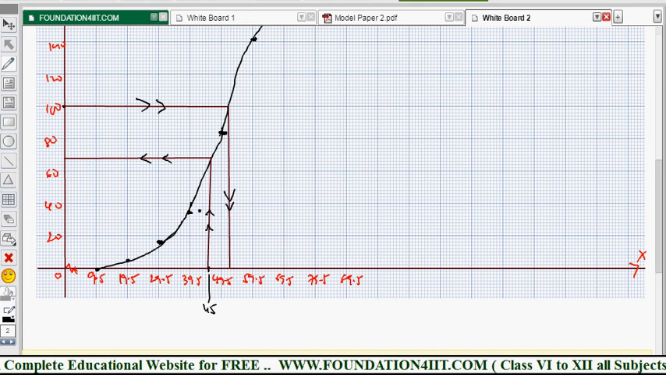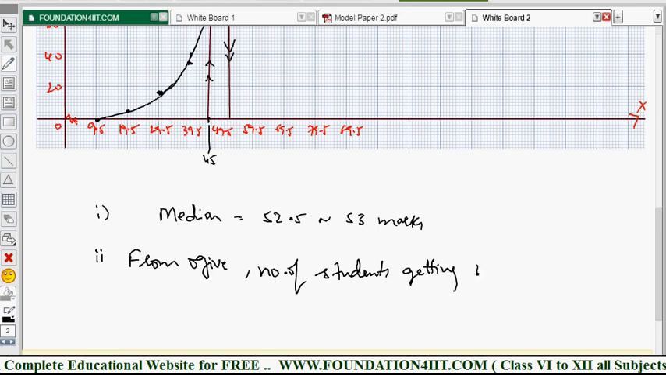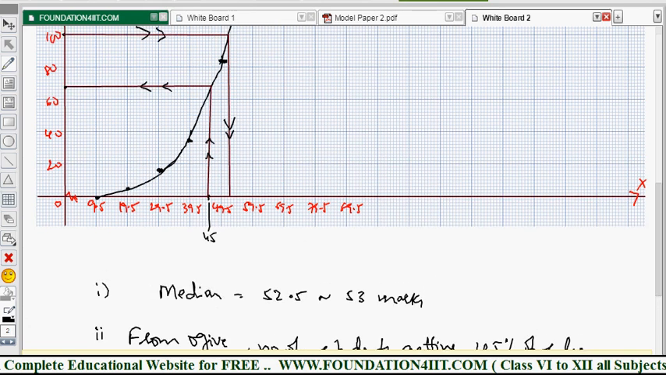When you observe this, from this ogive the number of students getting 45% or less, because it's less than, is where it's touching this. So 60 means 2 units, right? So 62, 64, 66, this is 68. So from the ogive, the number of students getting 45% or less, you got around 60 according to this graph. Accurately, that is 68.